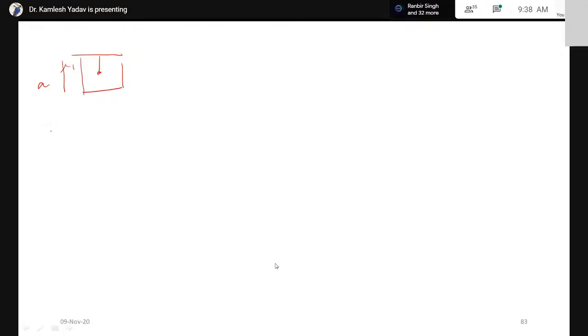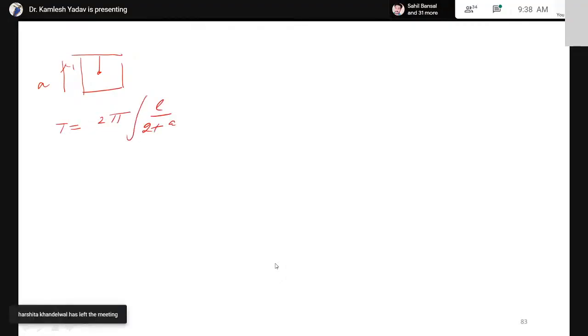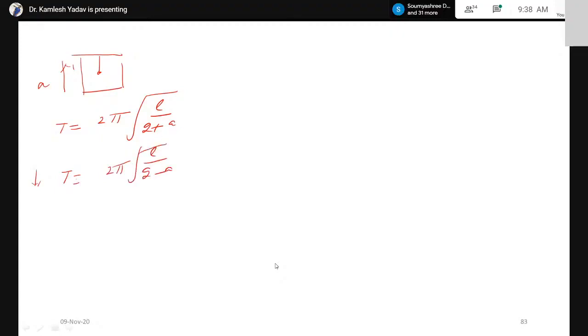Now suppose there is an elevator going up, and we have attached a pendulum there. Then the time period of this pendulum will be equal to 2 pi root of L upon (g plus a). If the same elevator is moving downward with acceleration a, then the time period is equal to 2 pi root of L by (g minus a).